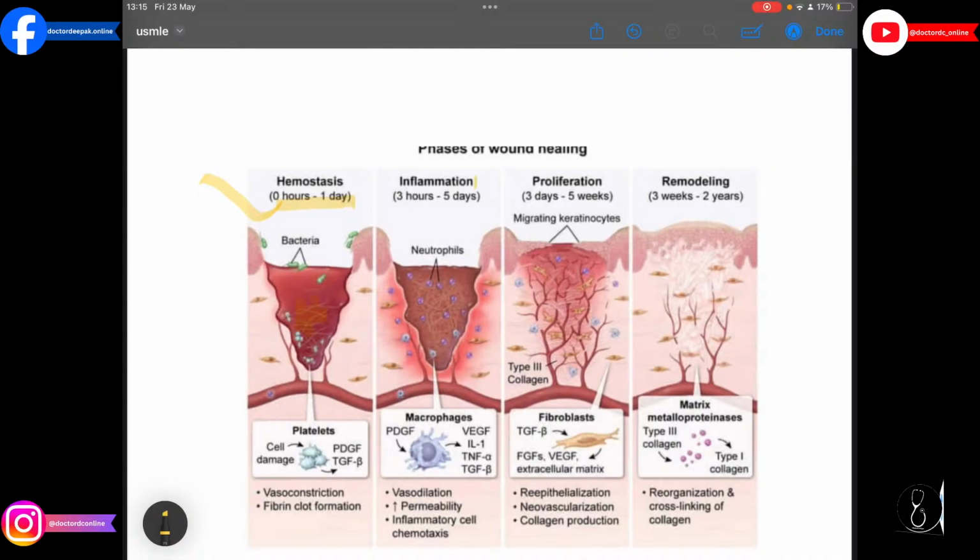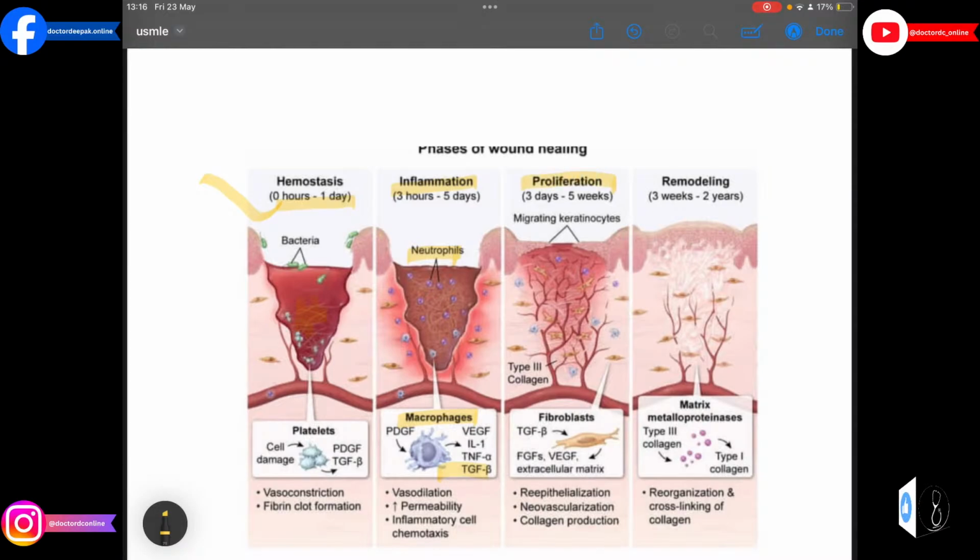And second is inflammation. Inflammation starts within hours of injury. During this phase, mast cells degranulate, releasing histamine and other chemical mediators that increase vascular permeability and promote cellular infiltration like neutrophils and monocytes. These neutrophils digest bacteria, necrotic tissue, and foreign debris. The monocytes are transformed into macrophages, which secrete growth factors like transforming growth factor beta and vascular endothelial growth factor. This all promotes the next phase of healing, called proliferation.